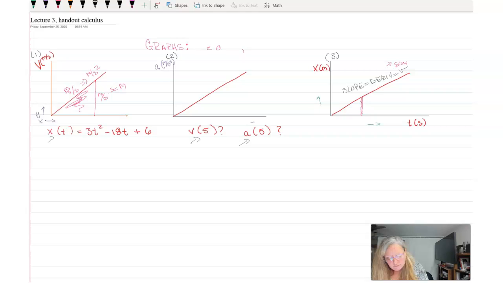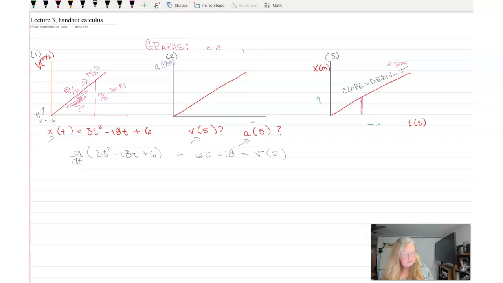Then I'm going to do the derivative d by dt of 3t squared minus 18t plus 6. Pulling the 2 down, I get 6t. 2 minus 1 is 1. Minus, well, t is raised to the first power, 1 comes down, that's just 18. And 1 minus 1 is 0, so that goes away. That's just 1.